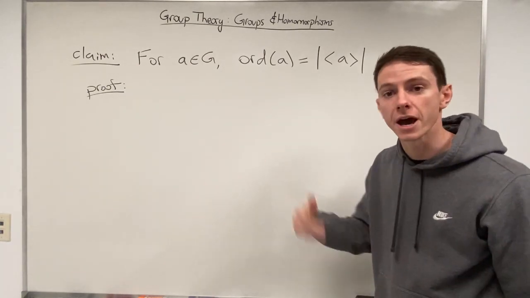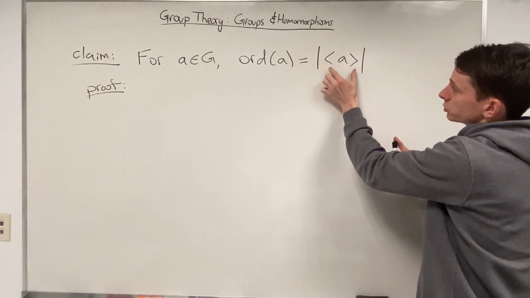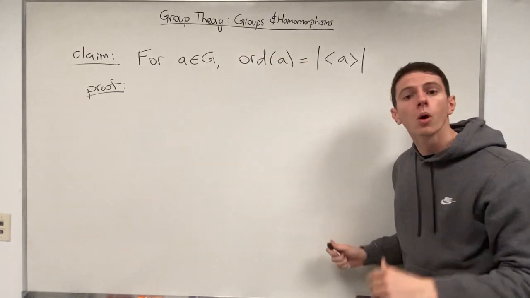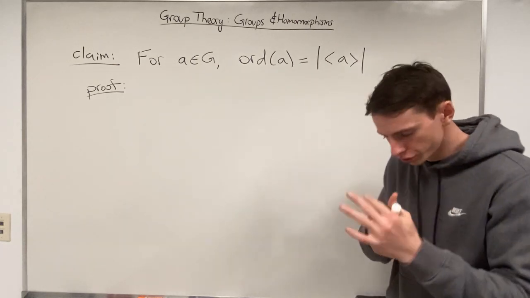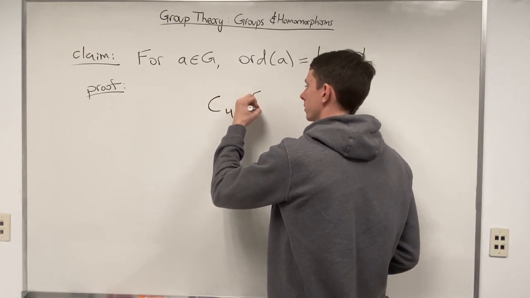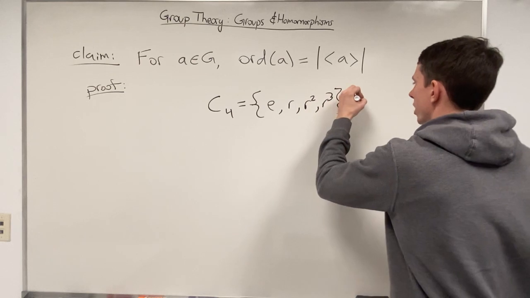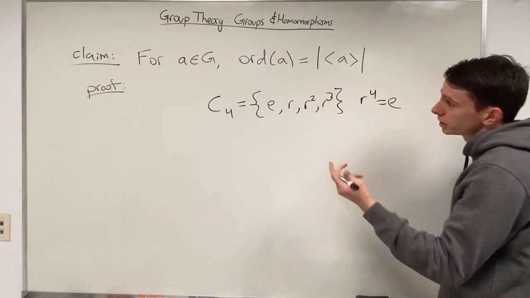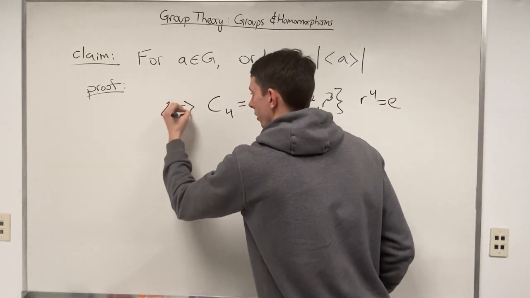We are allowed to do that. And in some cases, the cyclic group, brackets with a inside it, might be the entire group itself, or it could also be a subgroup of G. Just to really quickly go through an example of what that would look like. C4 is a group e, r, r squared, r cubed, with the property that r to the fourth equals the identity. The cyclic group generated by r.